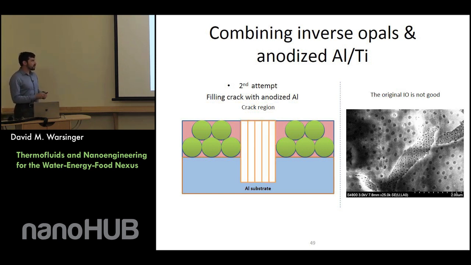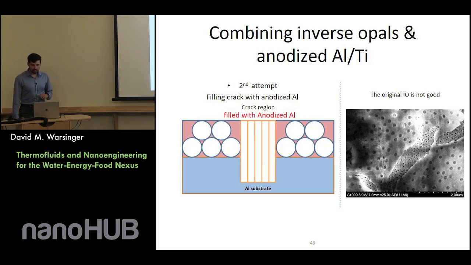Essentially, what's happening is when this anodizes, it actually grows vertically out of the substrate, and this growth plugs the cracks. And then we remove the opal spheres, and then we have a porous membrane.